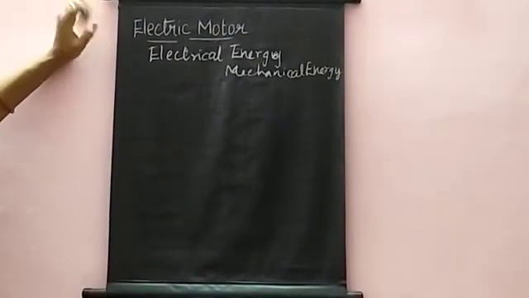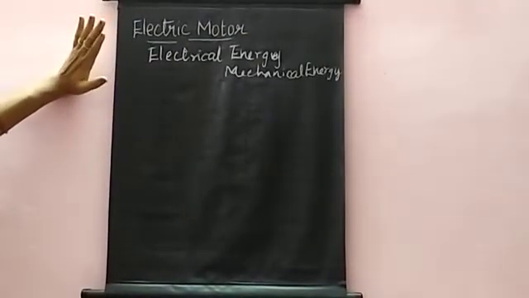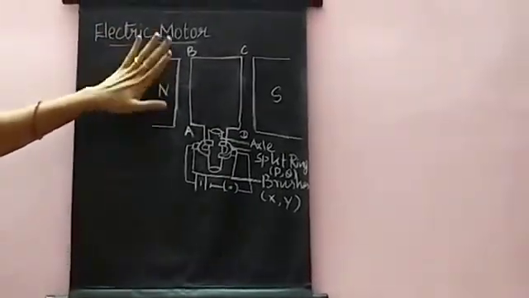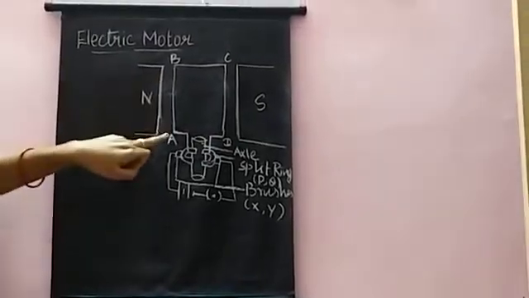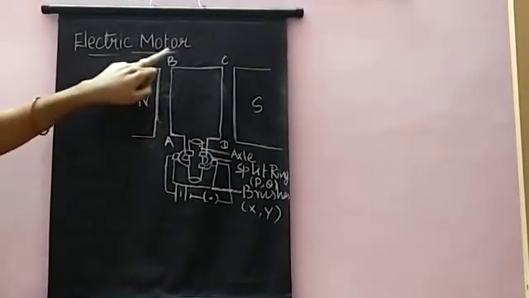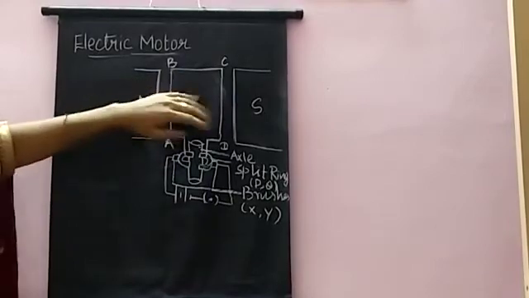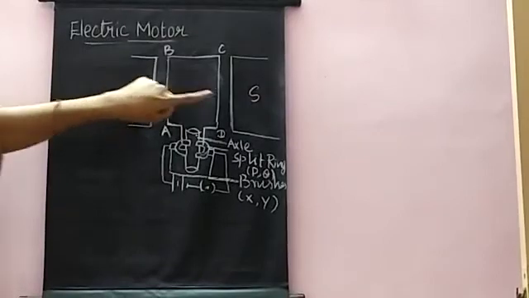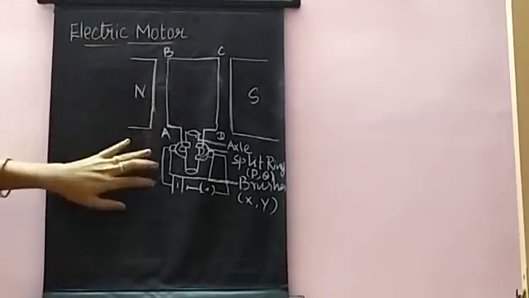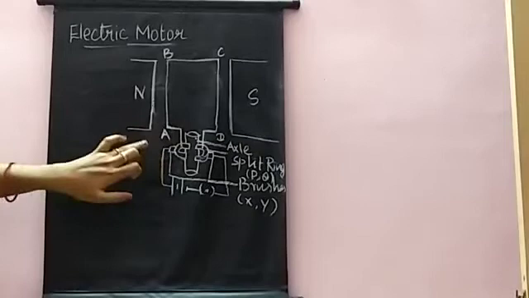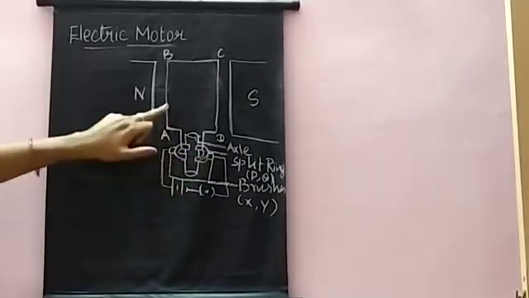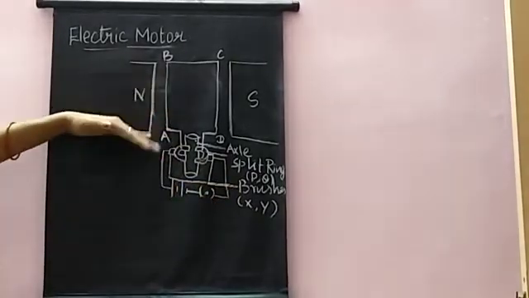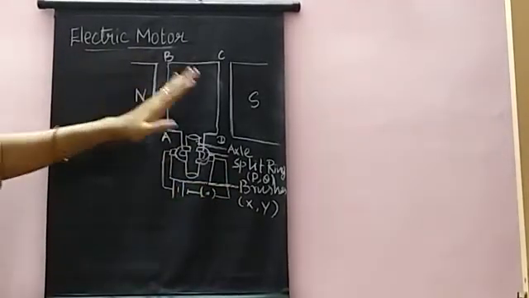Let's look at the construction and working of an electric motor. Let's look at the construction of the simple electric motor. This motor contains a rectangular coil ABCD. It is placed between the poles of two magnets, North and South. Then it contains split rings, half split rings P and Q, an axle and brushes X and Y.